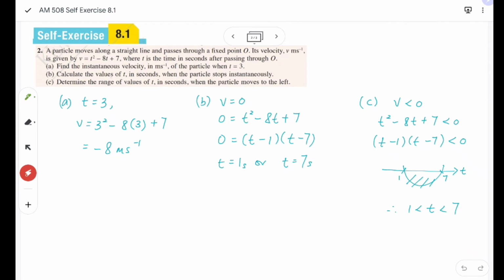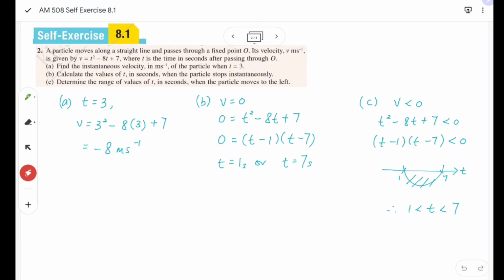B. Calculate the value of t when the particle stops instantaneously. So when the particle stops instantaneously, v equals 0. There is no velocity. So when v equals 0, 0 equals t squared minus 8t plus 7. Factorize this, we get 0 equals t minus 1, t minus 7. And t equals 1 or t equals 7. Since both of these two values are positive, therefore we accept t equals 1 or t equals 7.